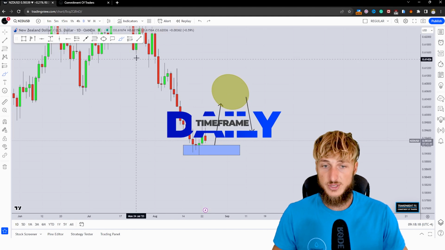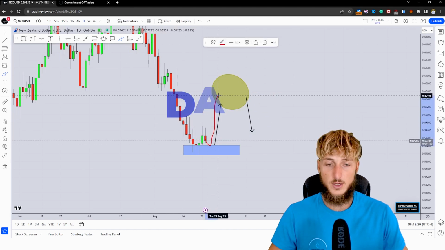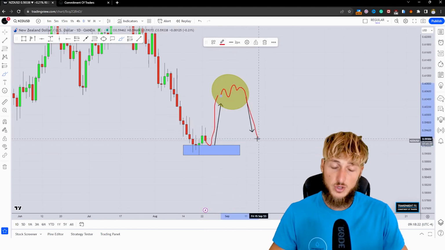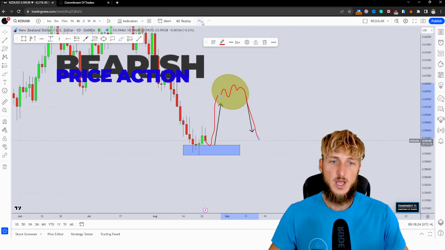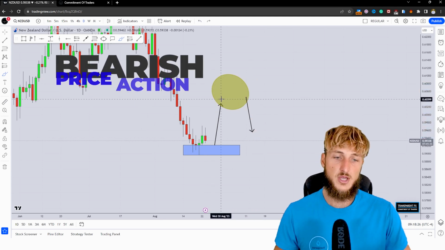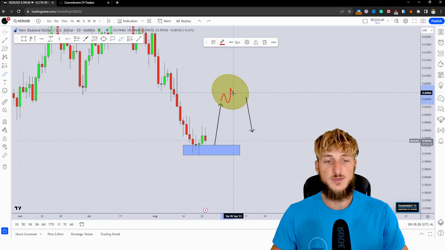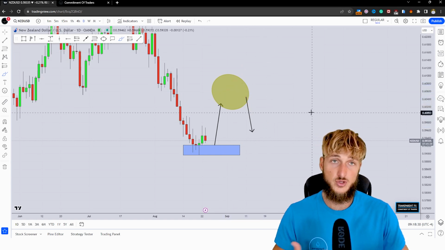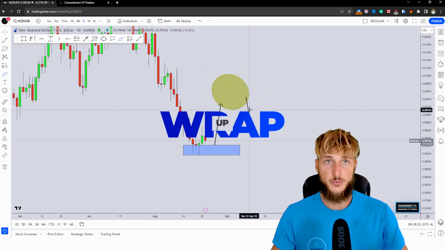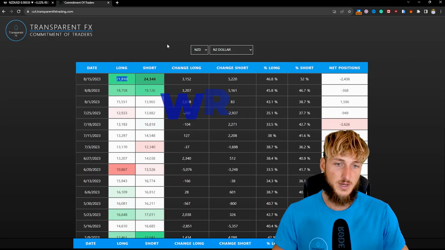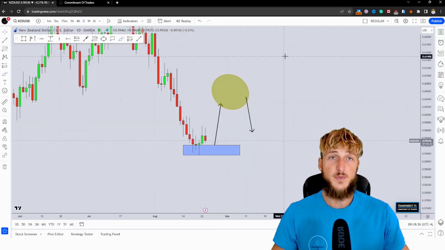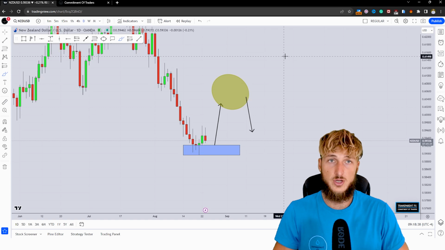Now, this increases the probabilities that if we get the creation of this W, we have a good probability of seeing a move lower. So if we get a creation of this W formation, how we could be approaching this potential move to the downside. Now, as usual, trading is reactive and not predictive. The monthly, weekly, and daily combined with the COT data, those are the best time frames from a directional perspective.